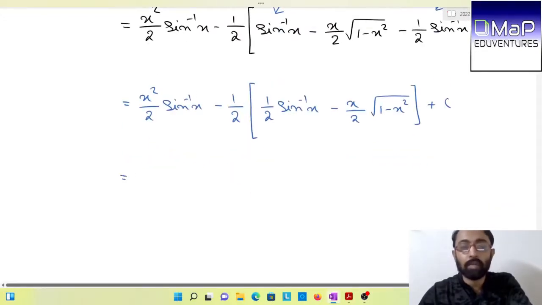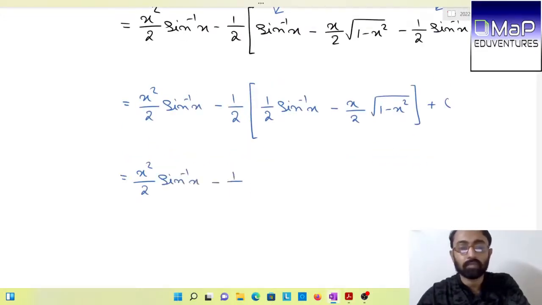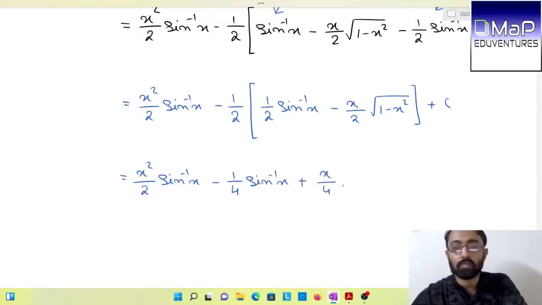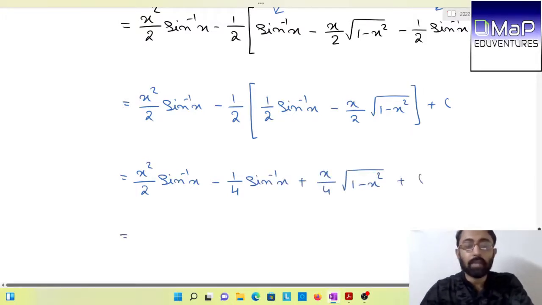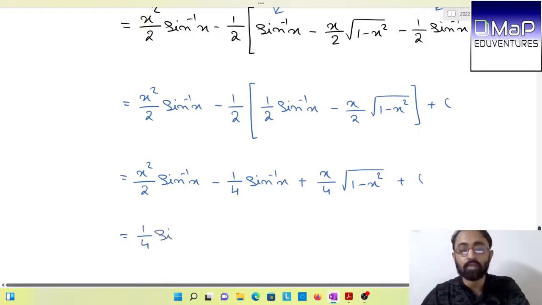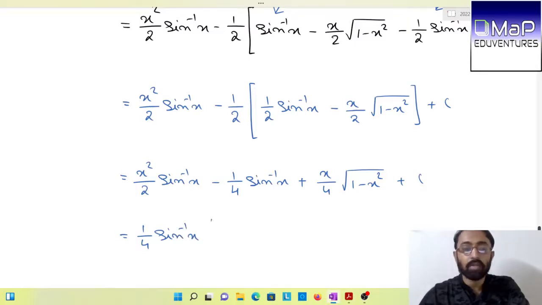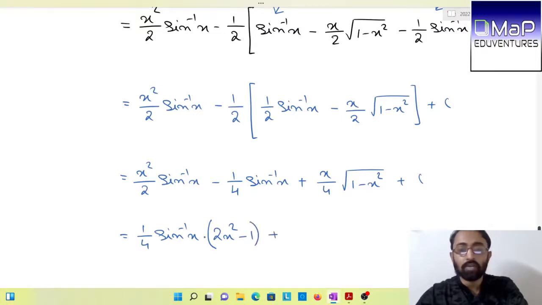Now let us remove the bracket. Okay, so I can take common. Let us take 1 by 4 common, and sin inverse x also common from the first two parts. Then we will have how much? 2 times of x square. Here the product comes to minus 1. So this will be our final step.